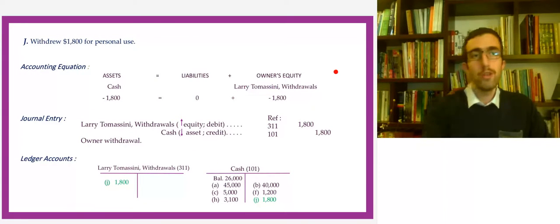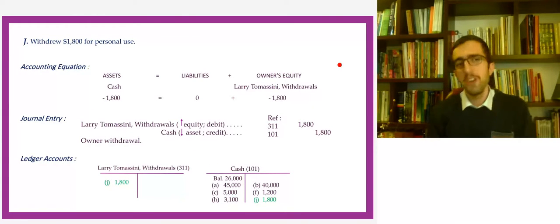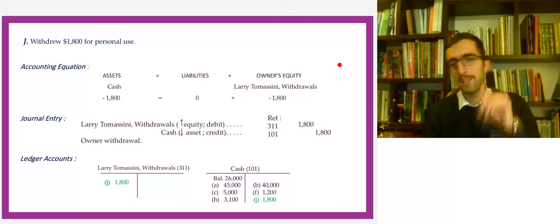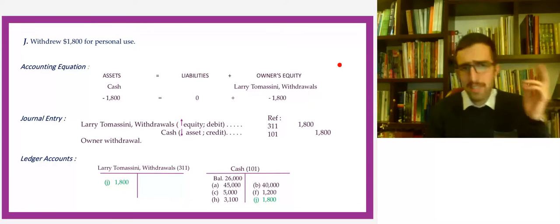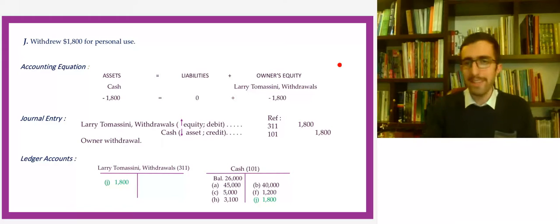The last transaction is withdrew 1,800 for personal use. It is very easy. Withdrawal increase 1,800 on the debit side and cash decrease 1,800 on the credit side.